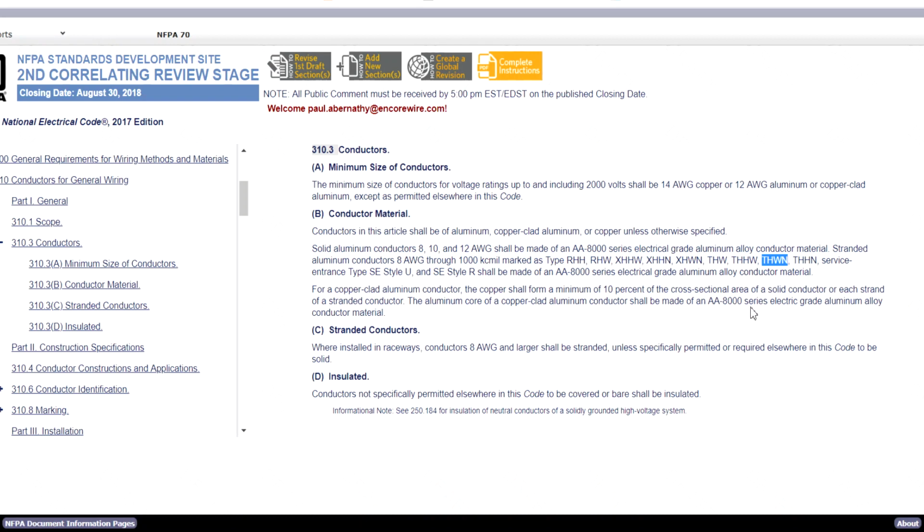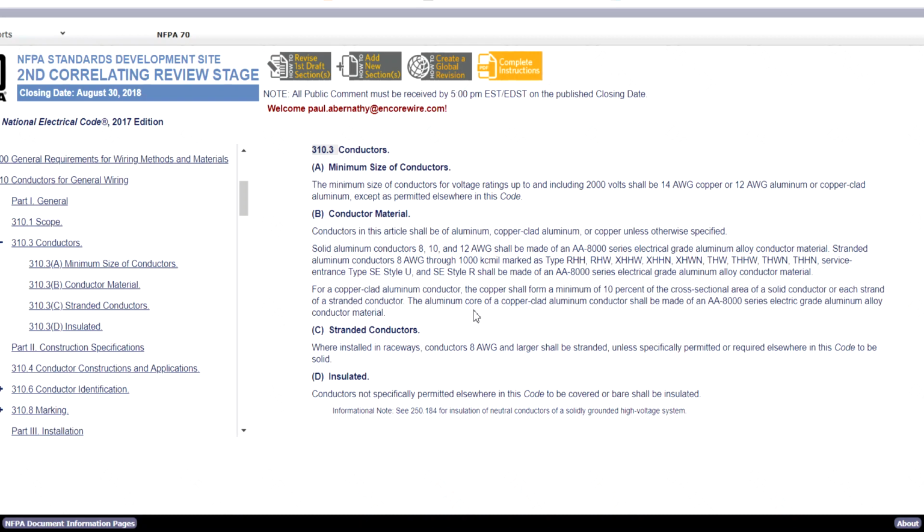THWN, the variant THWN-2 would be fine as well, fall within the scope. Service entrance type U or style U, style CR shall be made of 8000 series, electrical grade aluminum, conductive material. Okay, so when we're dealing with aluminum conductors in these sizes from 8 all the way up to 1000, for example, we're dealing with stranded, and it has to be the AA8000 series.